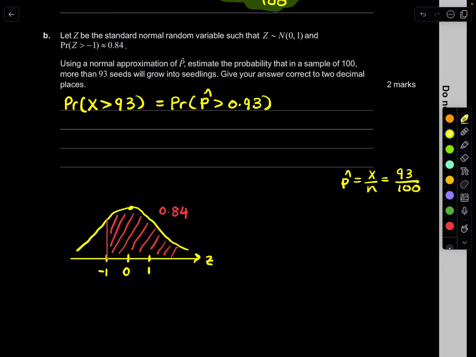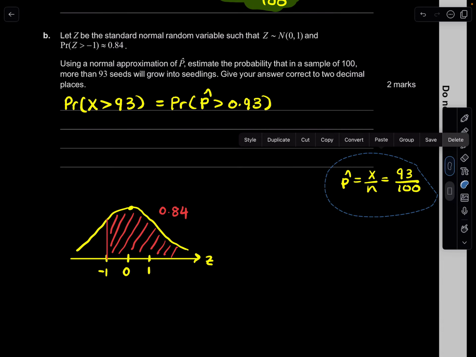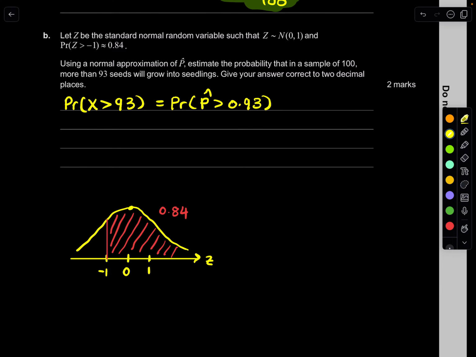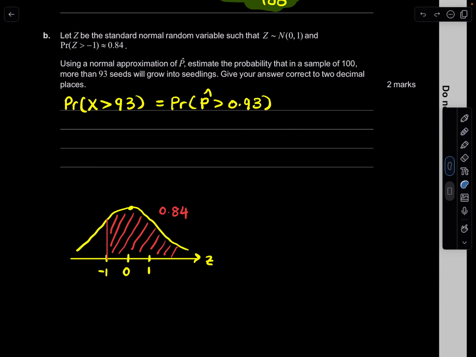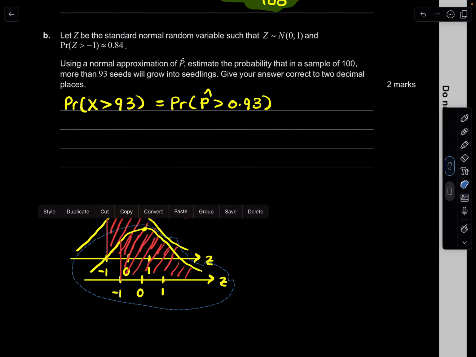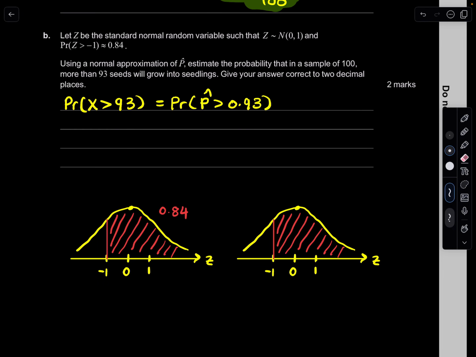So let's draw the normal distribution of p hat. I'm going to copy this whole thing here and duplicate it right over here. Now this is going to be my p hat. I'm going to rub some of this stuff off here. This is basically p.